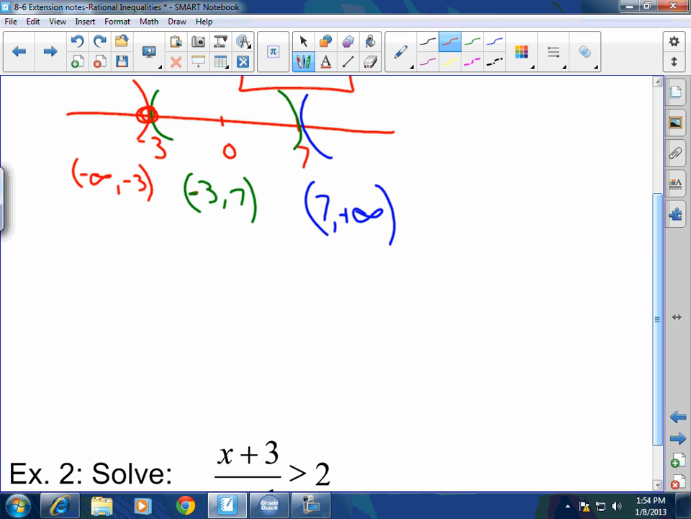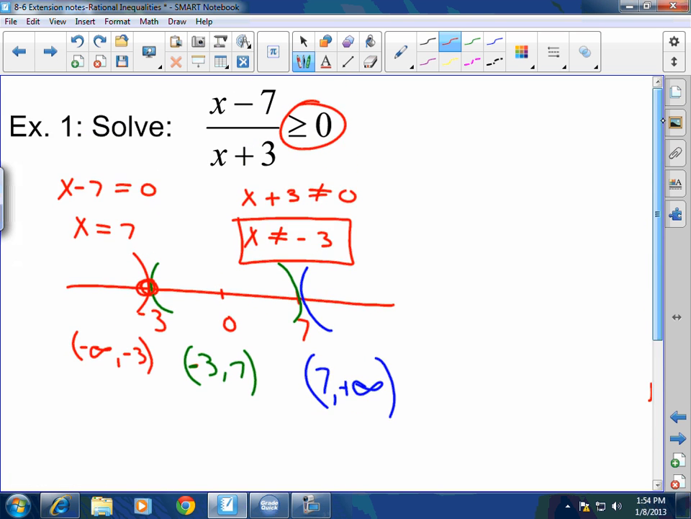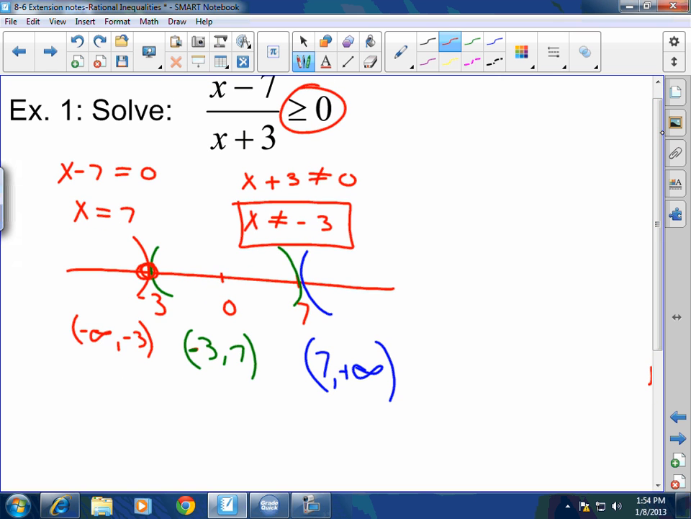Let's test. Let me write these down first. Okay, give me a test point in the first interval. Let's try negative 4. Negative 4 minus 7 over negative 4 plus 3. That's negative 11 over negative 1. That's going to be positive 11. Yes, that works.